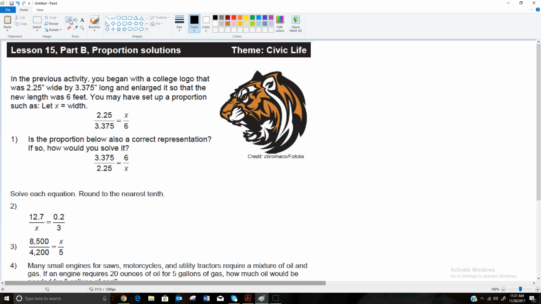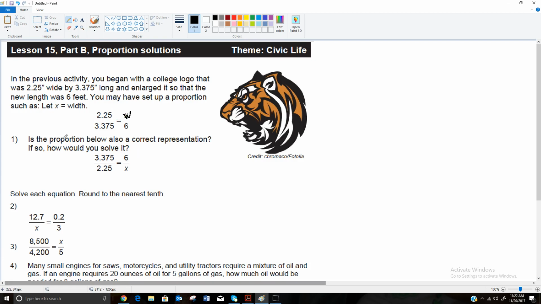So continuing with the logo theme that we started in part A, it says that we had this college logo that was 2.25 wide by 3.375 long, and we enlarged it so its new length was 6 feet. You may have set up the proportion like this, which is exactly how we set it up, except instead of putting an X here, we set it up with a W to help us remember that it was width. I think that's a good plan rather than using an X that you can maybe forget what it means. So we used a W here. But other than that, we did set it up like this.